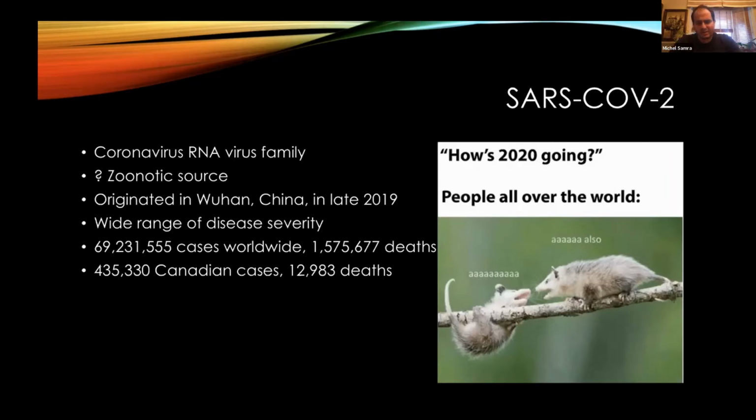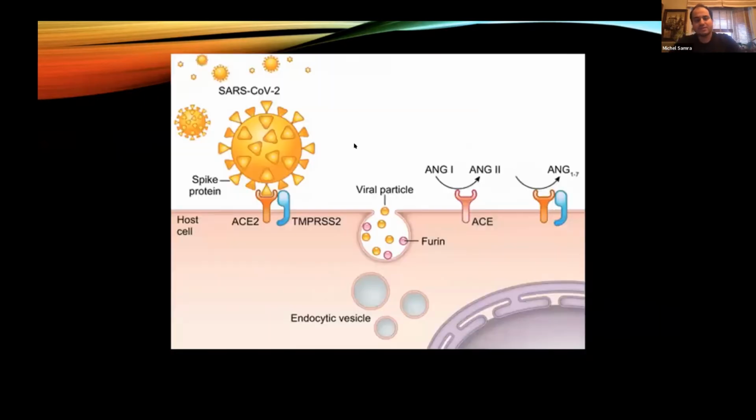When I was last looking these stats up, so these are actually from last week, we were at 69 million cases worldwide with over 1.5 million deaths. And in Canada, we're not doing as well as we would have liked. We're over 430,000 cases, and we were almost at 13,000 deaths last week. So we've definitely crossed that milestone now.